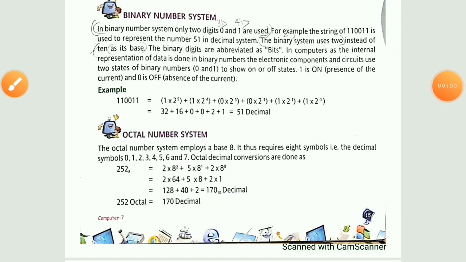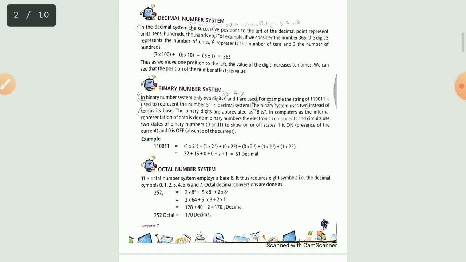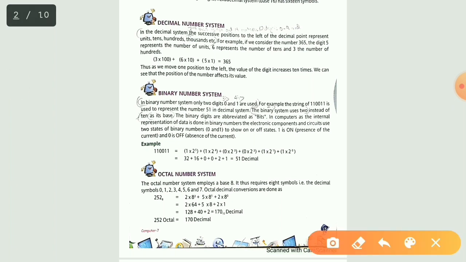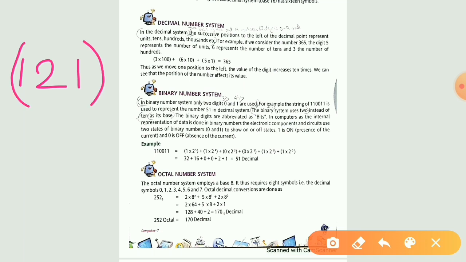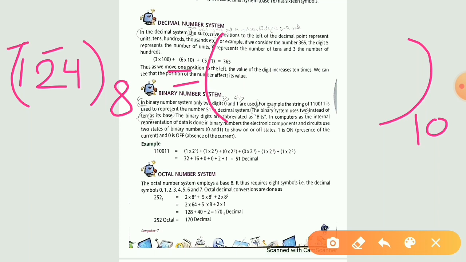Now see students, regarding the octal number system conversion, let us take one more example so that we can understand this more accurately. Let us say we have a number 124 with a base of 8, and you have to convert it into the appropriate decimal number. So firstly break these digits 1 2 4, starting from the left hand side.